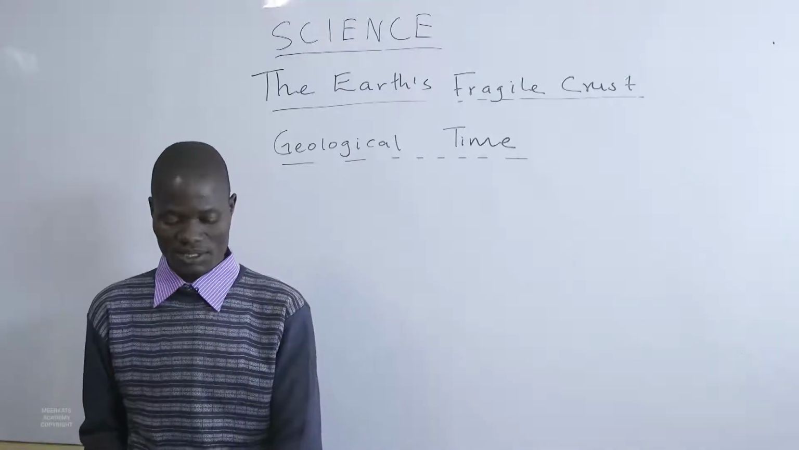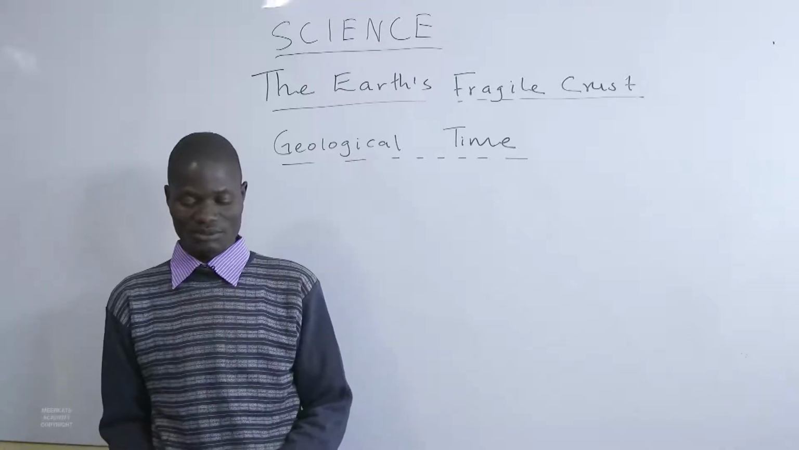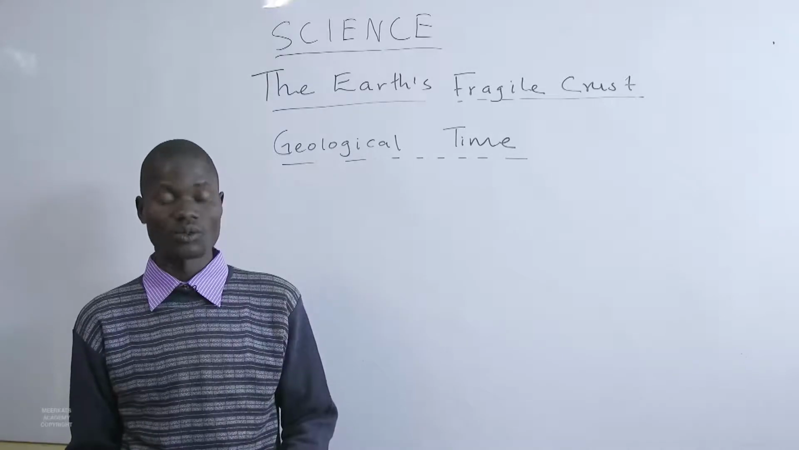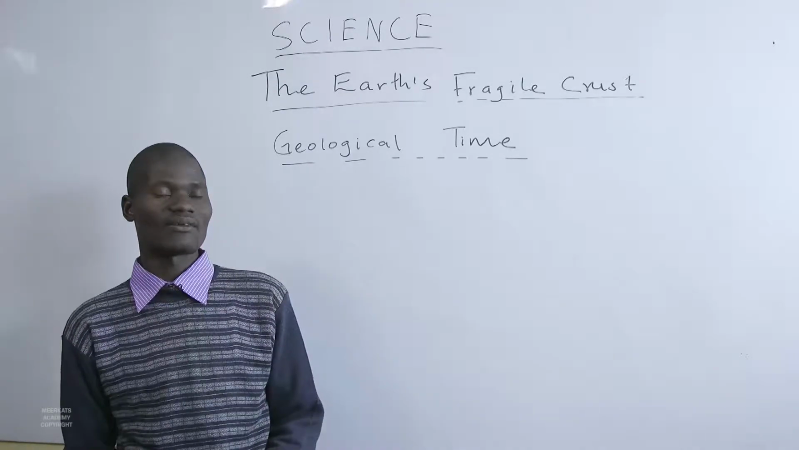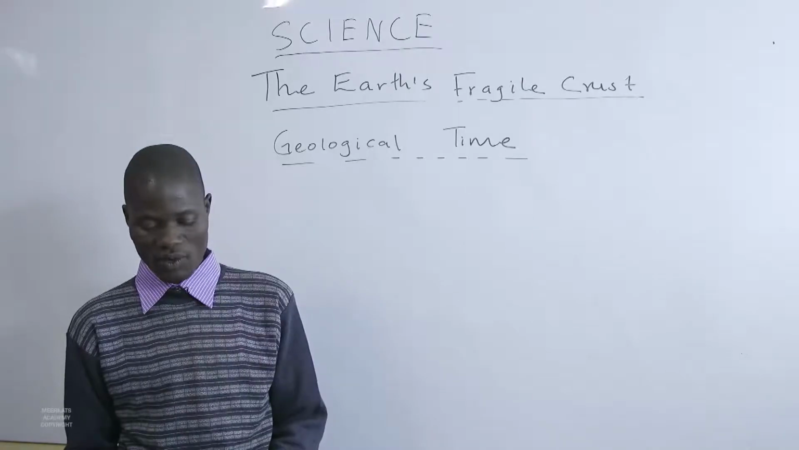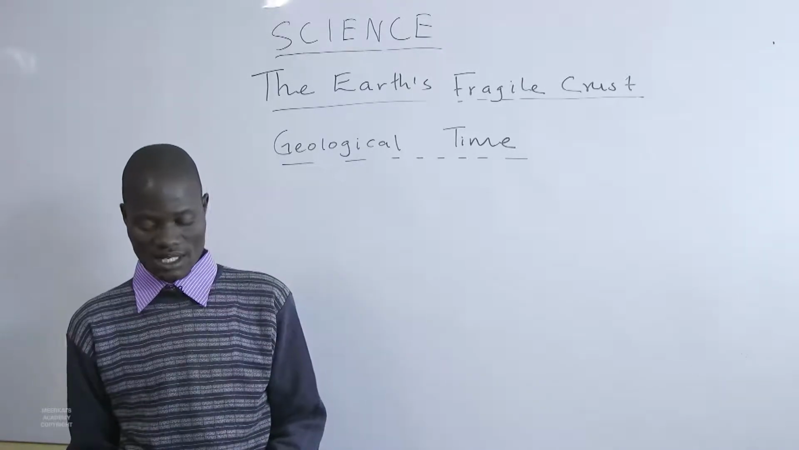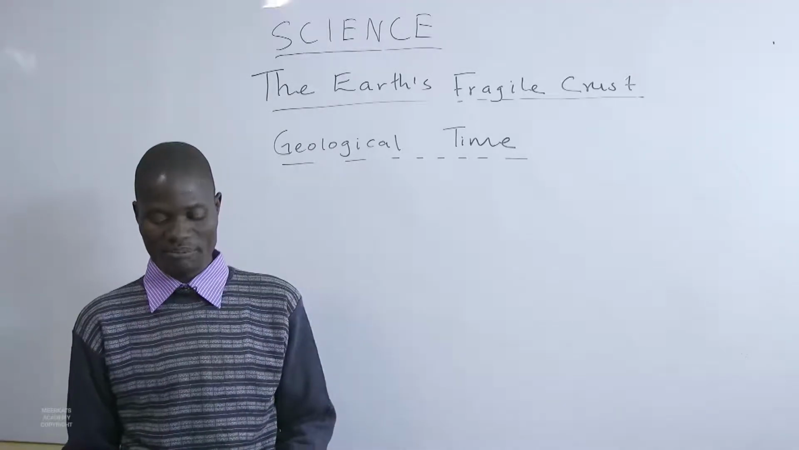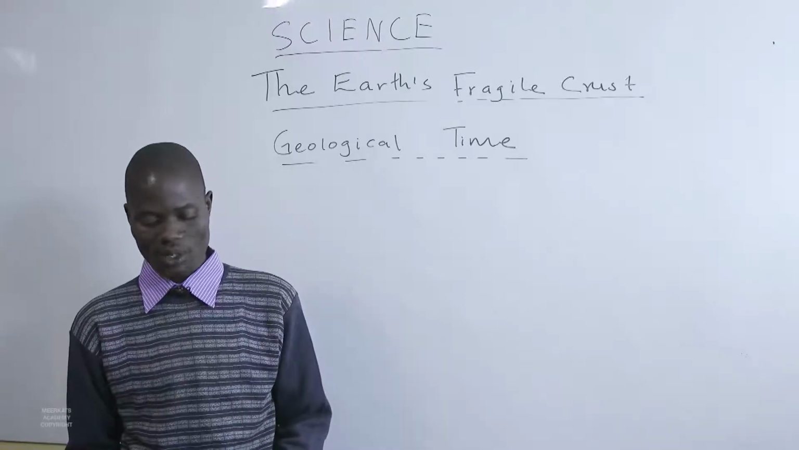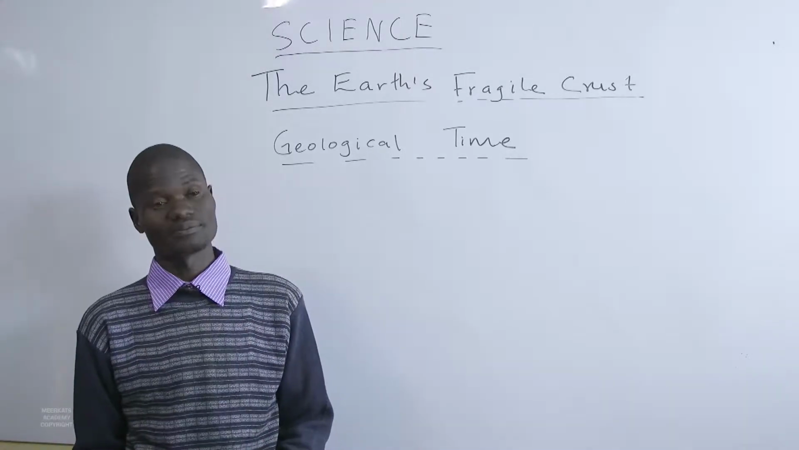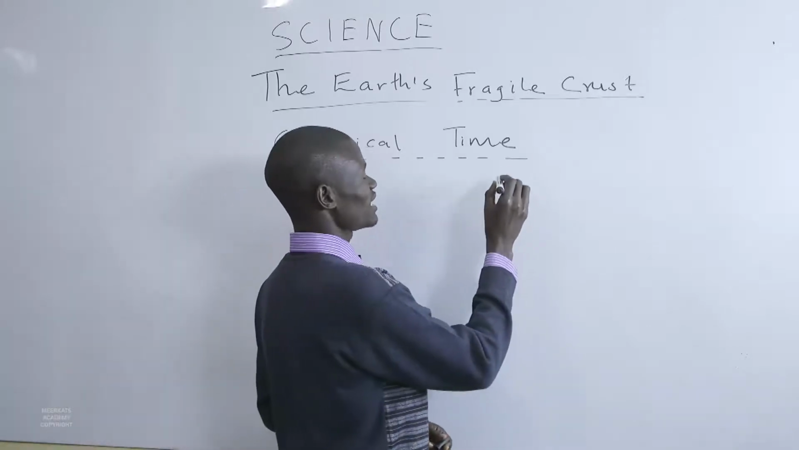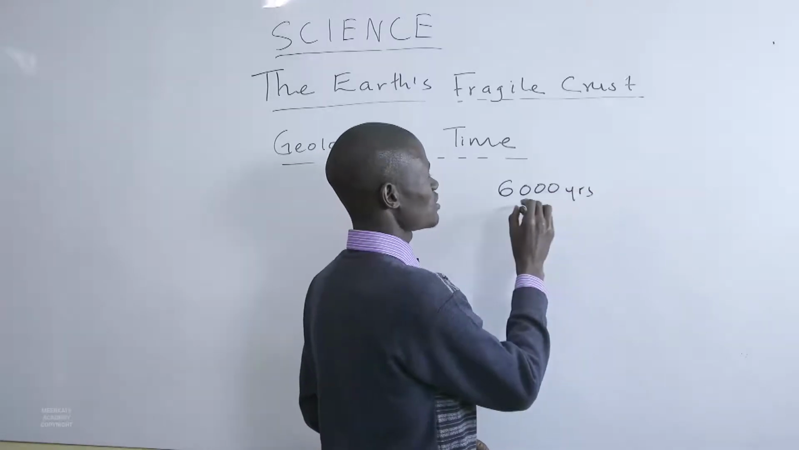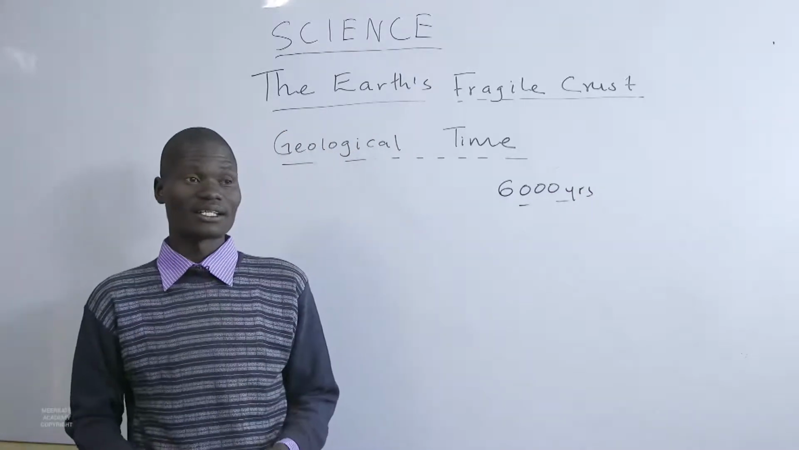Tracing back to the biblical records, it is believed the earth was created around 4004 BCE, making the planet Earth about 6,000 years old. Therefore, the biblical record shows that the earth has been in existence about 6,000 years. That is about the earth.